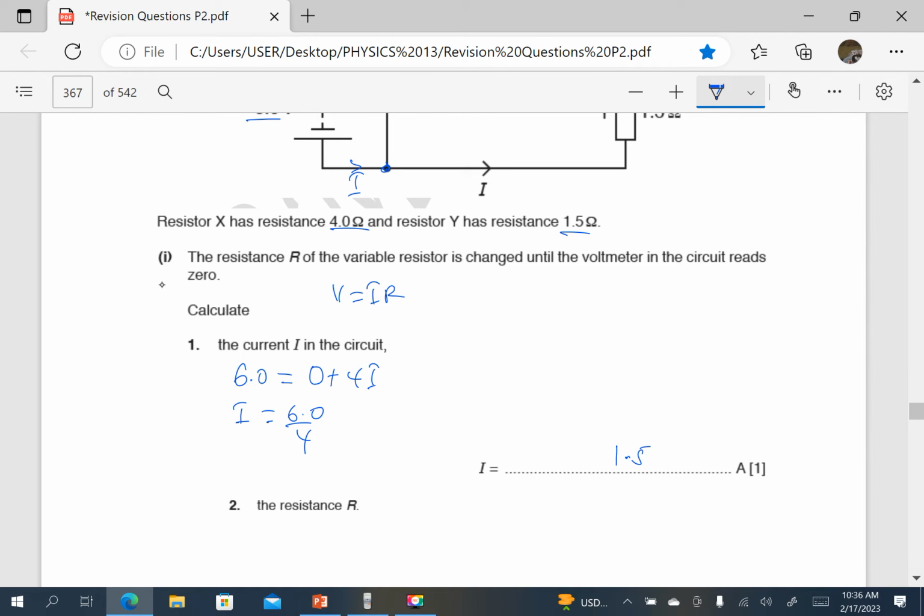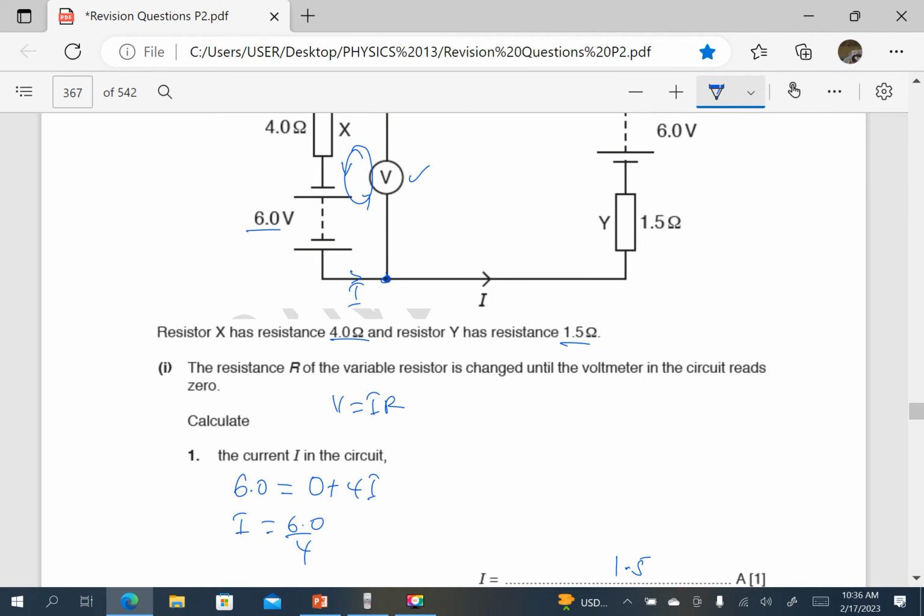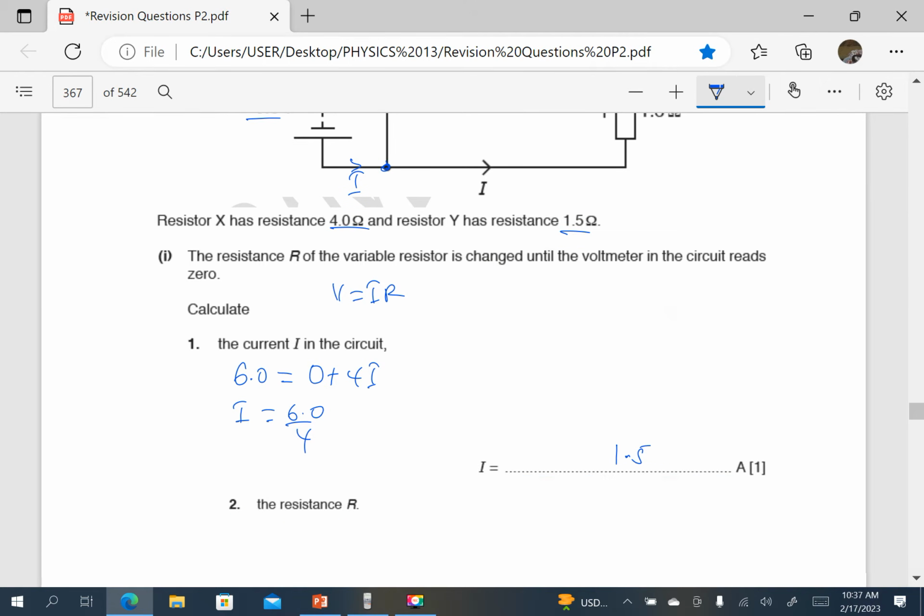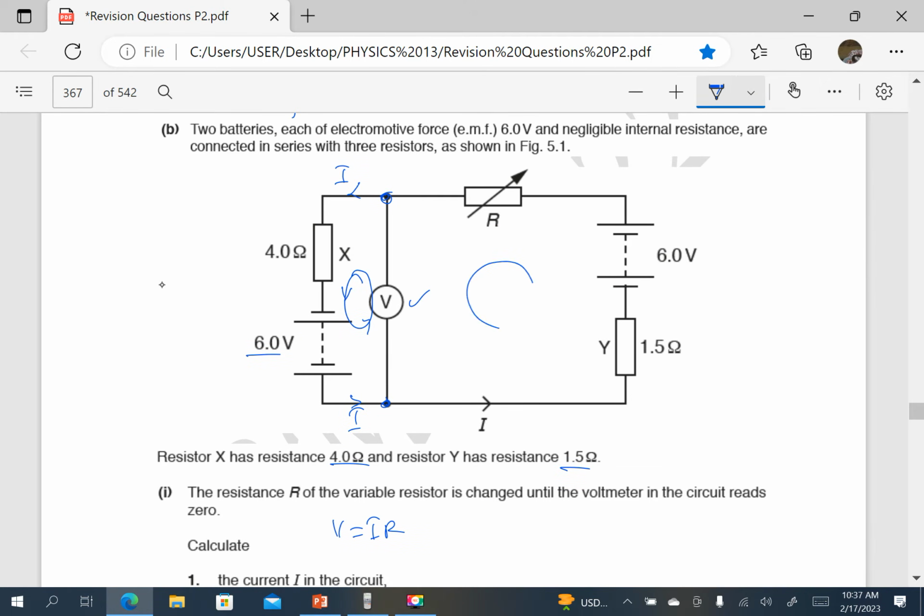Then determine the resistance R. To find the resistance R, I have two ways of doing it. I can consider just this loop here. Since I already have I, I can consider that loop, and I will set it again anti-clockwise. The PD here is 0. The PD here will be 1.5 times I. The EMF here is 6. The PD here will be I times R. Then I sum up to get R.